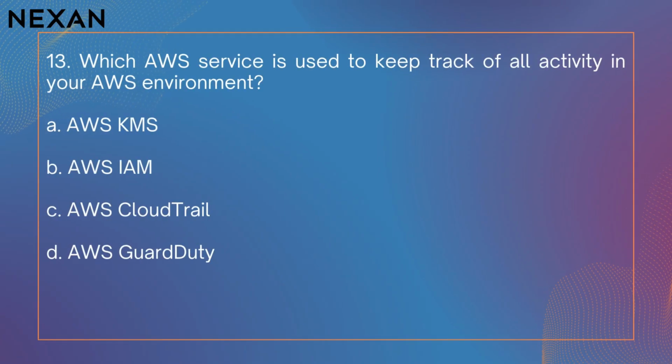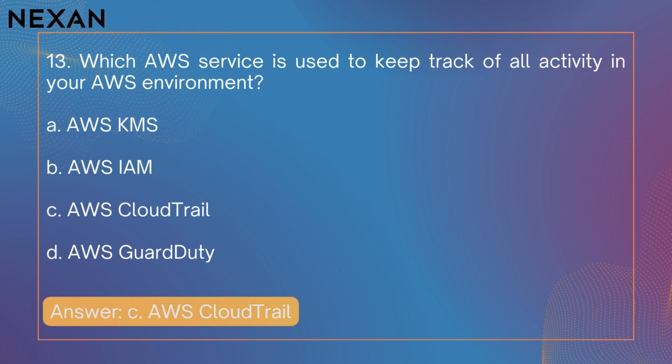13. Which AWS service is used to keep track of all activity in your AWS environment? A. AWS KMS. B. AWS IAM. C. AWS CloudTrail. D. AWS GuardDuty. Answer C. AWS CloudTrail.